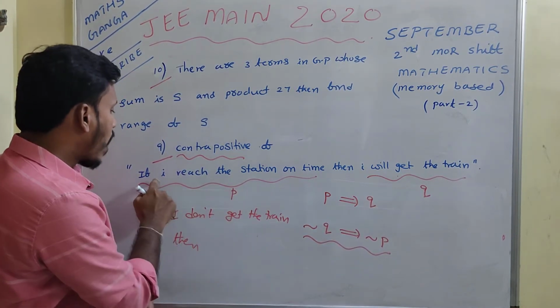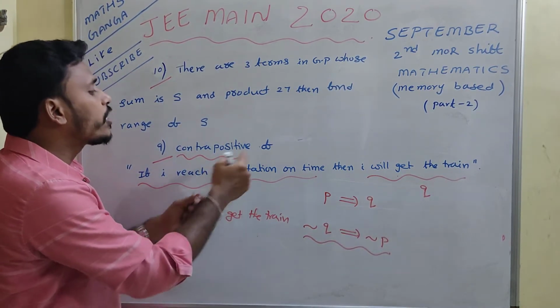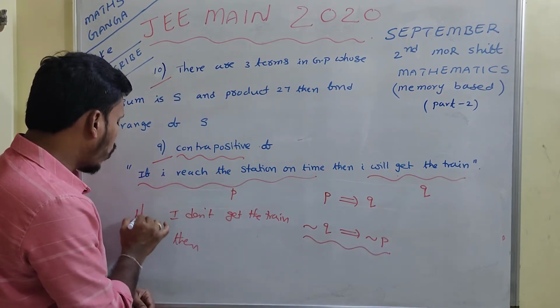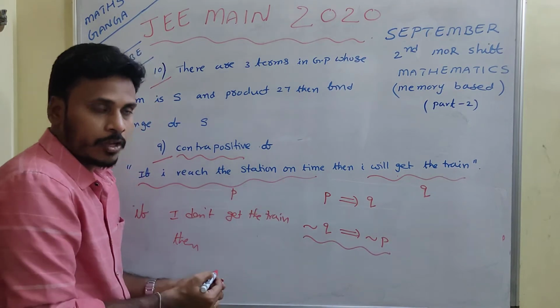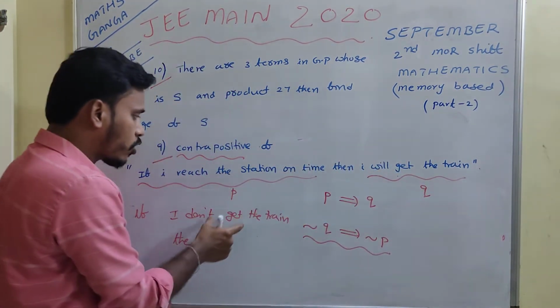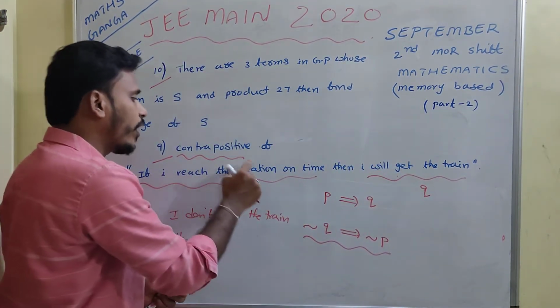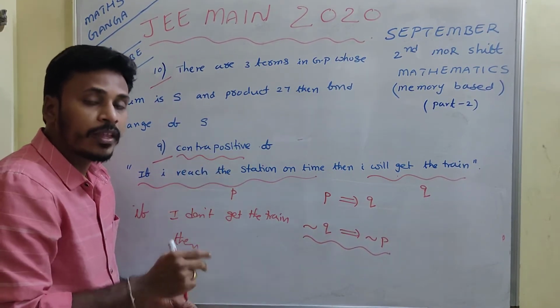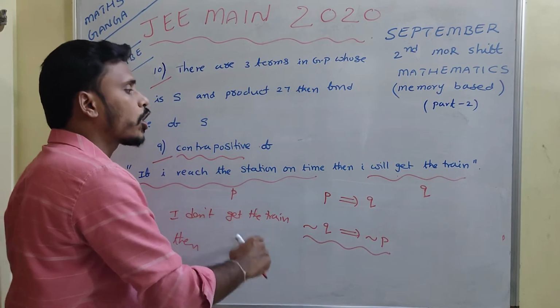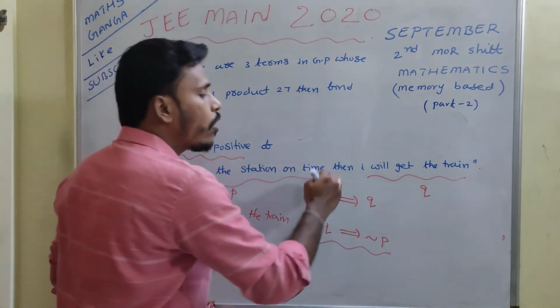Then, if I don't get the train, then I don't reach the station on time. First of all you need to write the negation of Q, then you need to indicate the negation of P. You need to choose the option among the given 4 which corresponds to this negation Q implies negation P. I don't get the train.